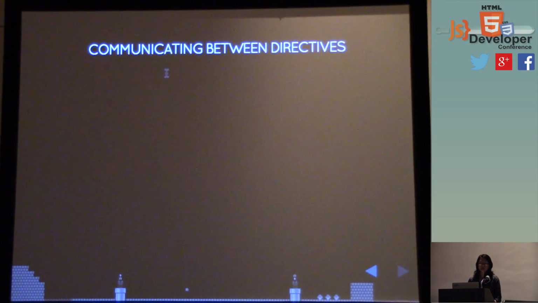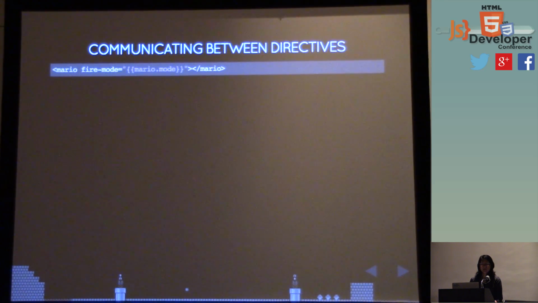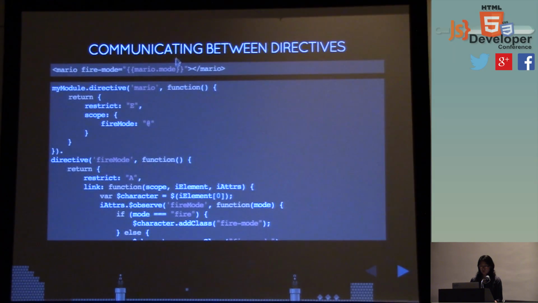So another thing that comes up is how do you communicate between directives? Normally you want to coordinate data between directives through a controller. But what if you have two directives that are actually on the same element? So here we have a new directive, Mario, and we have another directive called fire mode. We could have made fire mode just part of Mario, but let's say we wanted to add fire mode to some other character, like Peach could have fire mode too. So we make it a separate directive.